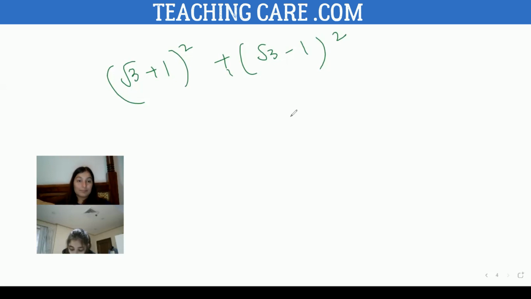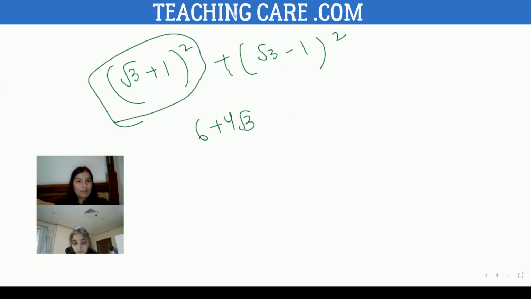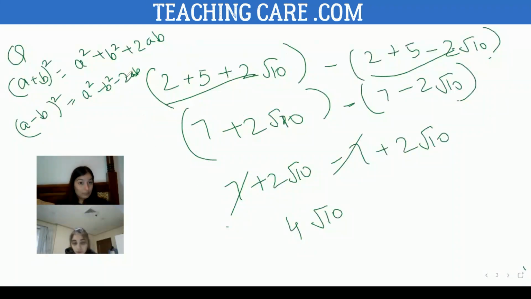6 plus 4 square root of 3. Okay, tell me, what do you get from the first bracket? In the first bracket, I would get 3 plus 1 plus 2 square root of 3. Very good. And from the second one, I would get 3 minus 1 plus 2 square root of 3 minus 1. Oh, wait, I have written, so sorry, my bad. It is a square plus b square, my bad. It will be a square plus b square minus 2ab.